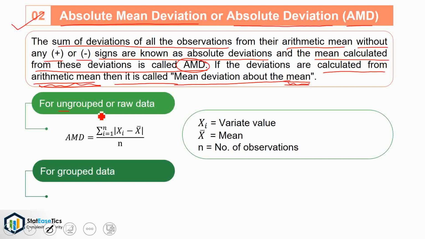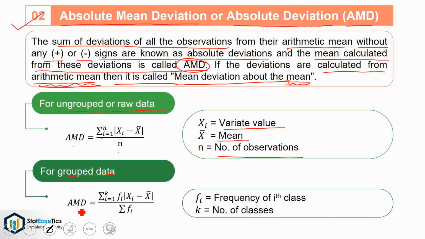For ungrouped or raw data, AMD is equal to the summation from i equal to 1 up to n of modulus xi minus x bar, upon n, where xi is the variate value, x bar is the mean, and n is the number of observations. For grouped data, AMD is equal to the summation from i equal to 1 up to k of fi modulus xi minus x bar, divided by summation fi, where fi is the frequency of the ith class and k is the number of classes. Here in the formula for grouped data, we just need to put the fi term in the formula for the ungrouped data. So that's the difference.